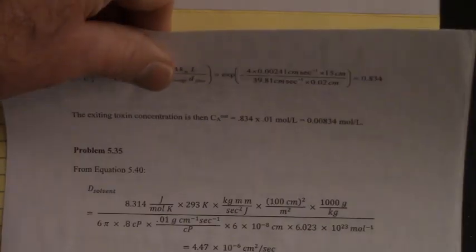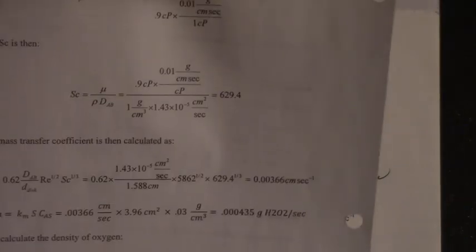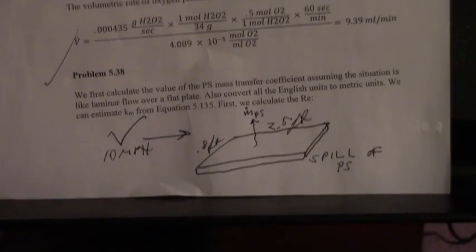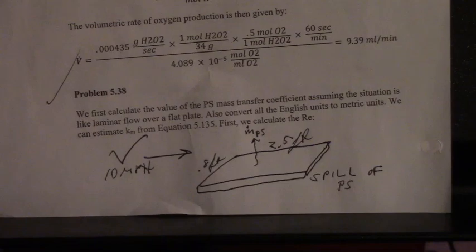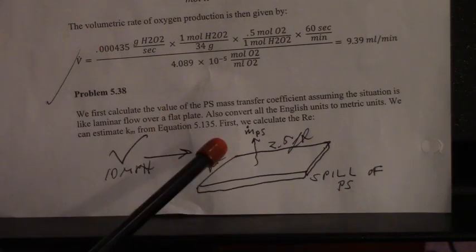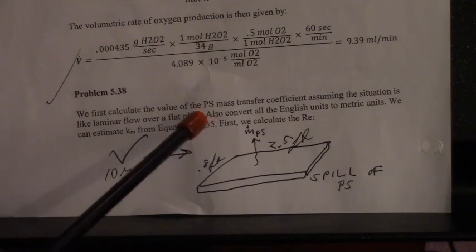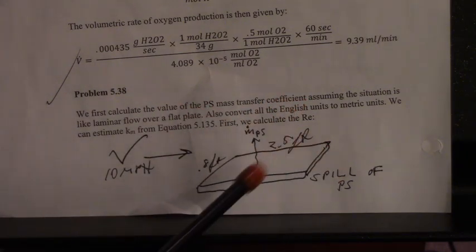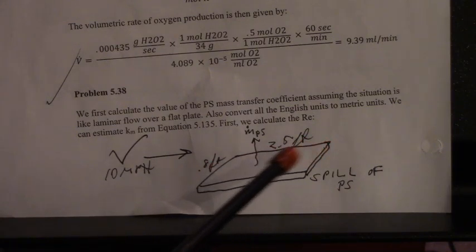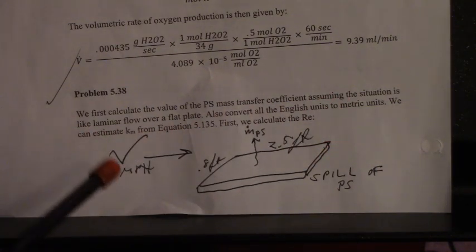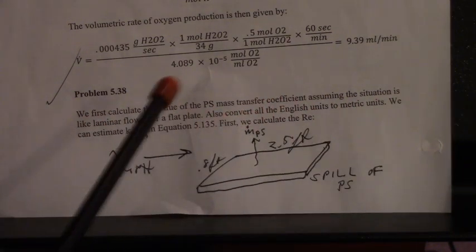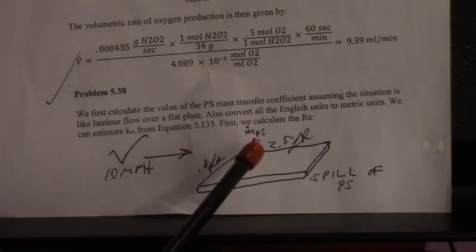And then the last problem in this homework set is problem 538, which is another spill type problem. So what we have here is chloropicrin, which also in the military literature is given the symbol PS. So the PS mass transfer is happening from the spill. We're told the spill is 0.8 feet by 2.5 feet, and we have wind at 10 miles per hour flowing over the surface in the direction of the length of the spill, and we want to calculate the mass transfer rate of the chloropicrin.